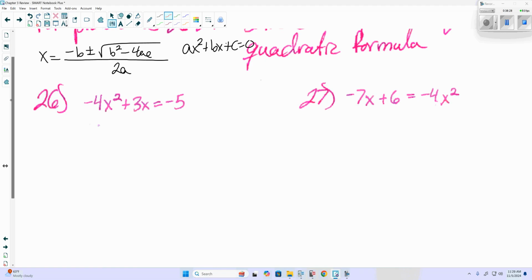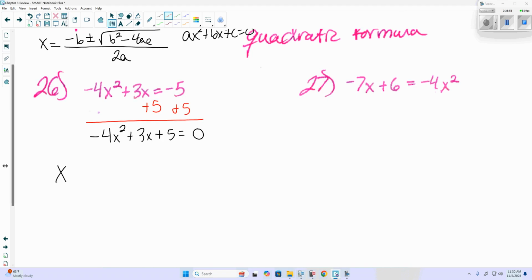Do we want to look at 26 or 27? 26. Now the first thing we need to do with this is get this equal to 0. We need to get it equal to 0, so we're going to add 5 to both sides. We add 5 because the 5 was negative. So A is negative 4, B is 3, C is 5.